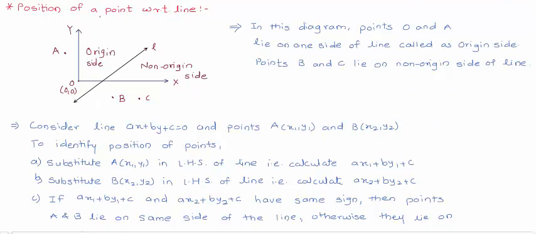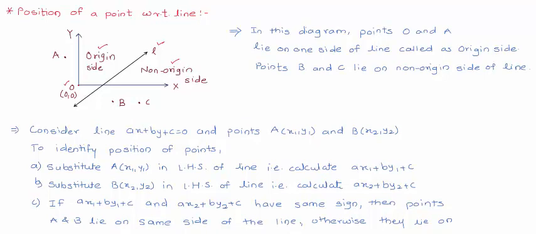The next pointer is the position of a point with respect to a line. So consider there is a line L, which is something like this in the XY coordinate system. Now if you look at the left hand side, we call it the origin side, and the right hand side is the non-origin side. Why is it so? Because the region where the origin lies is called the origin side. Okay students, very simple. Now in this diagram, points O and A lie on the same side of the line, called the origin side, whereas points B and C lie on the non-origin side of the line. You can see the points B and C here.